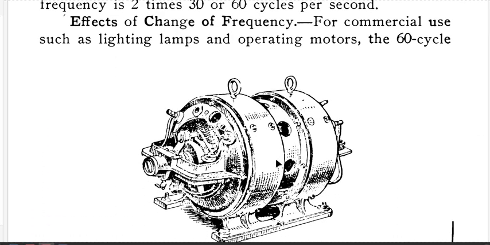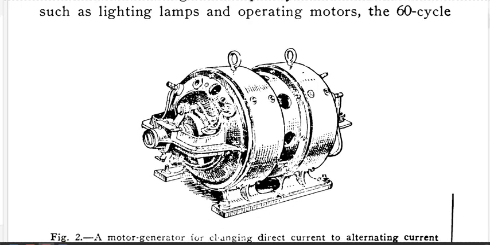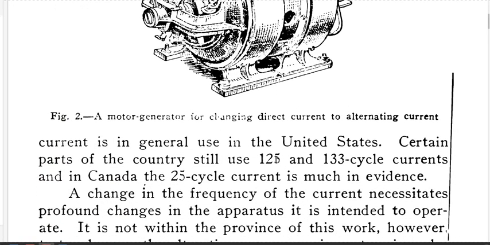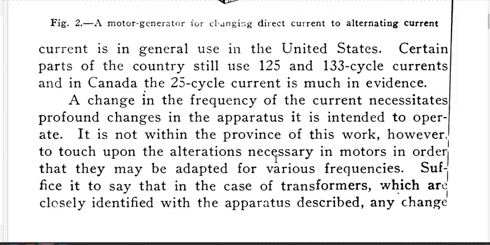Effects of change of frequency. For commercial use such as lighting lamps and operating motors, the 60-cycle current is in general use in the United States. Certain parts of the country still use 125 and 133 cycle currents, and in Canada the 25-cycle current is much in evidence. A change in the frequency of the current necessitates profound changes in the apparatus it is intended to operate. It is not within the province of this work, however, to touch upon the alterations necessary in motors in order that they may be adapted for various frequencies.